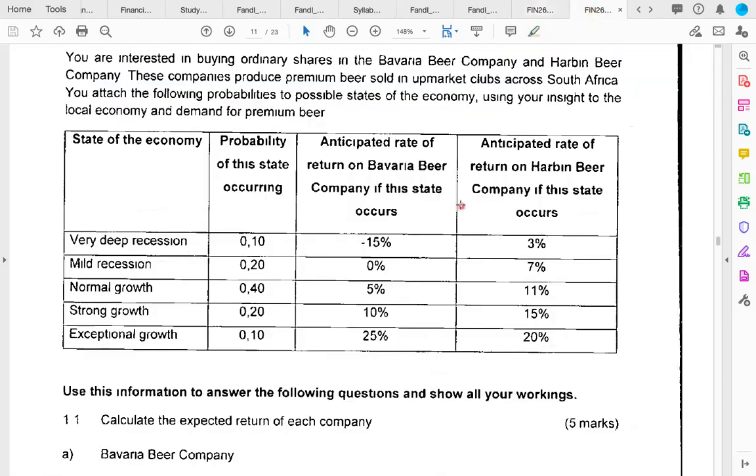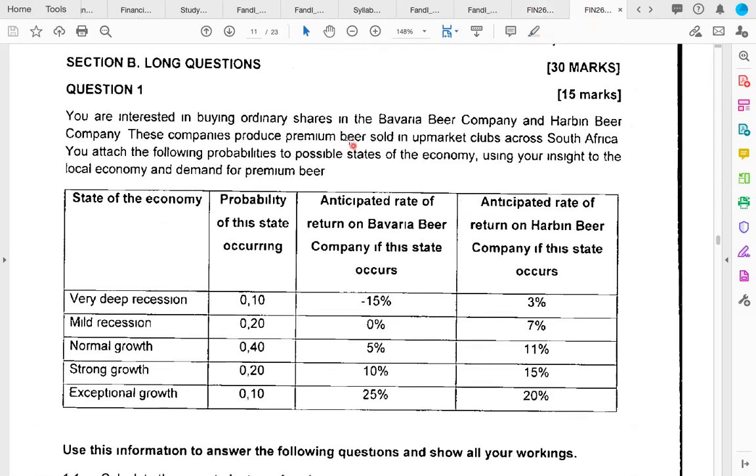So the first question said, you are interested. This was the setup of old question papers. In old question papers, you would have 2 sections in the exam. Section A consisted of multiple choice questions, and section B consisted of long questions. I still believe we can use both the multiple choice and long questions as practice.